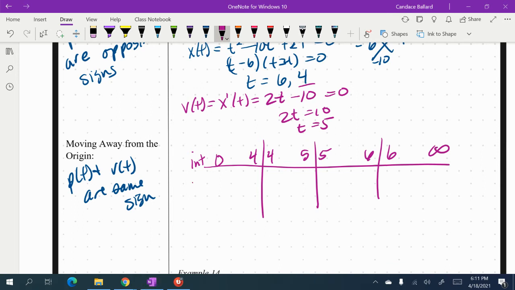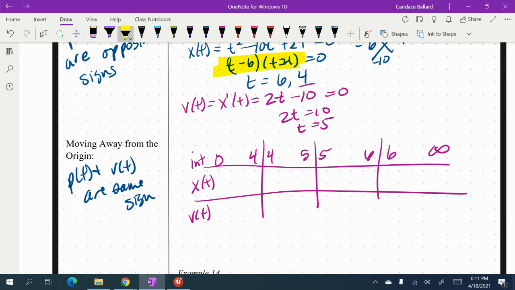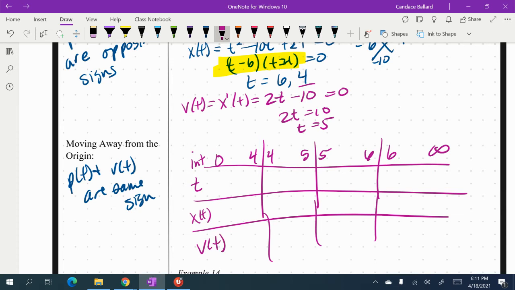Then we want to know what's going on at the position, x of t, and the velocity, v of t. I'm literally going to plug into the most simplified version of that. Oh, do you know what I meant to do first? I'm going to pick a t value first, then go into x of t and v of t. For the t values, I'd pick something between 0 and 4, probably 1. Between 4 and 5, I'd pick 4.5. Between 5 and 6, 5.5. And then I'd probably pick 10 here.